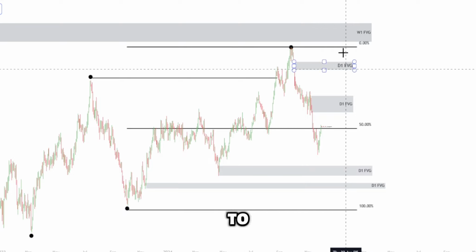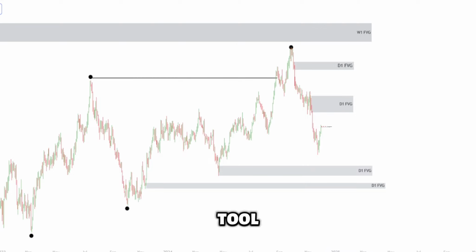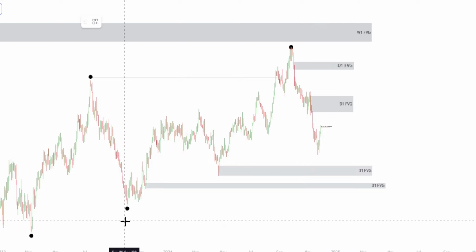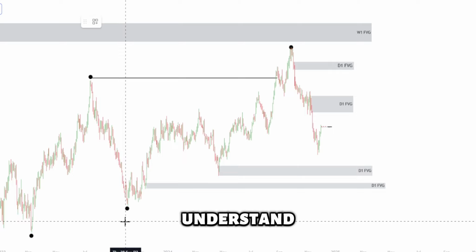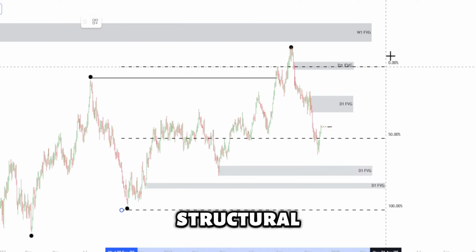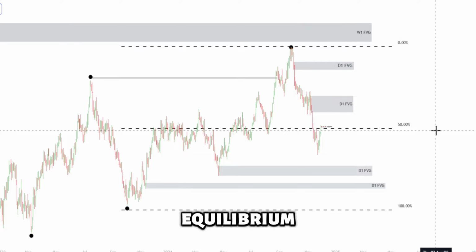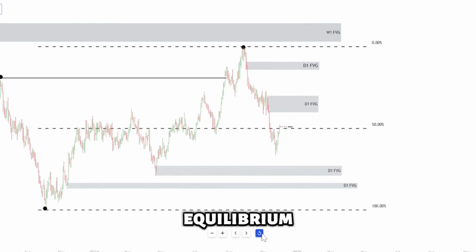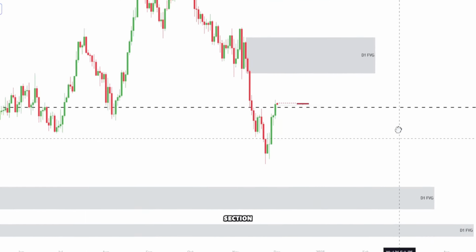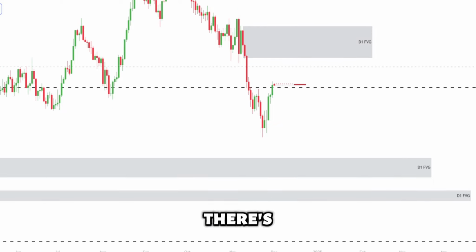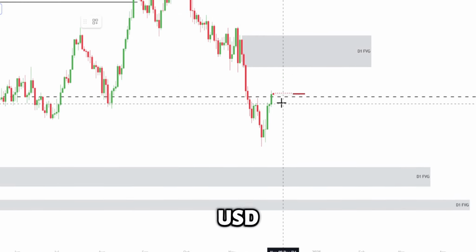We are very close to the equilibrium. Again, using the fib tool, I've gone over this in previous videos. You want to use a fib tool to understand your PD array levels, or your premium and discount array levels. So this is a structural low and this is a structural high. Notice how close price is to the equilibrium. It is basically on the equilibrium. So if we zoom into most recent price action, there's two scenarios that we have on GBPUSD.